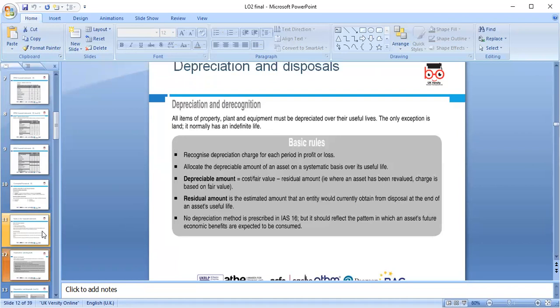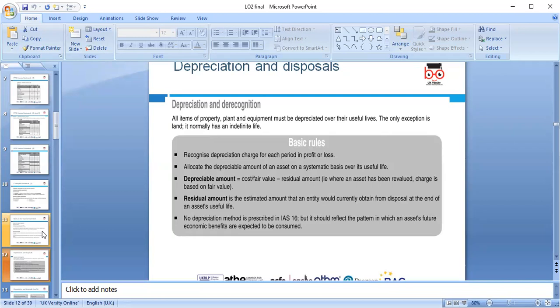Okay. Depreciation and recognition: we can look at property, plant, equipment, which must be depreciated. Useful life, the only exception being land, which normally has an indefinite life. Of course, land is not depreciated, but the building needs to be depreciated. We should do the proportion of it accordingly. Depreciation amount, of course, cost or fair value, which we discussed under IAS 38.